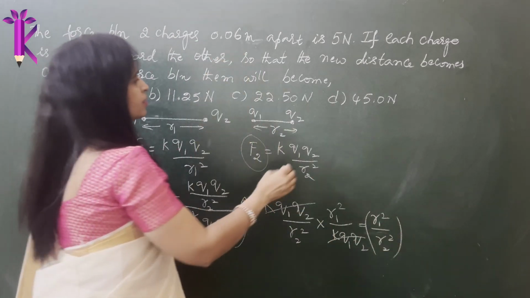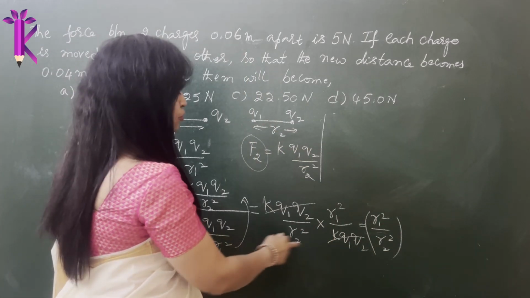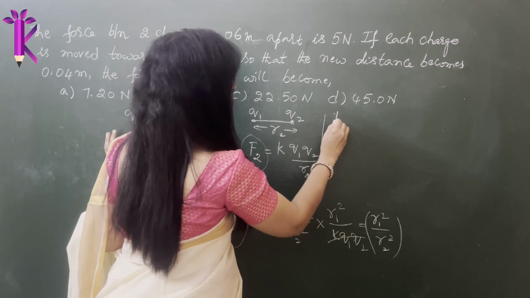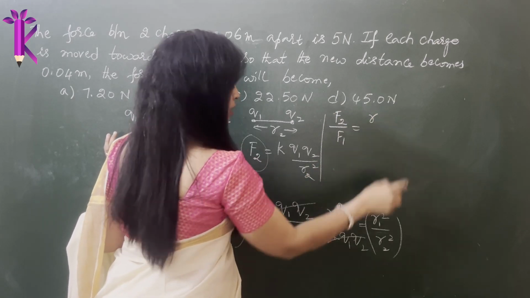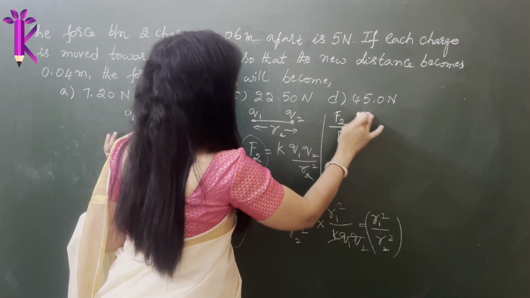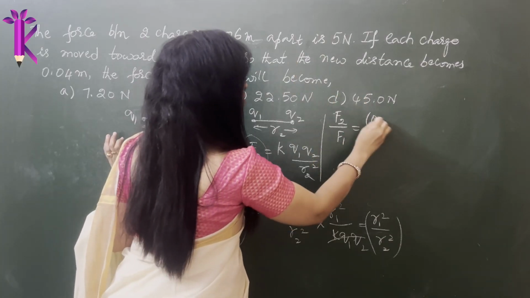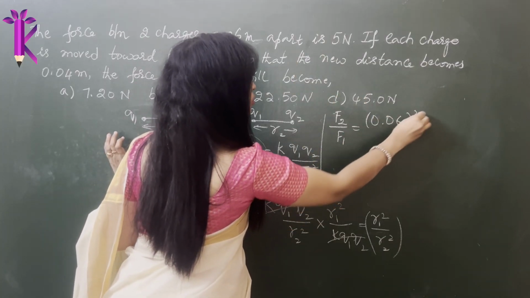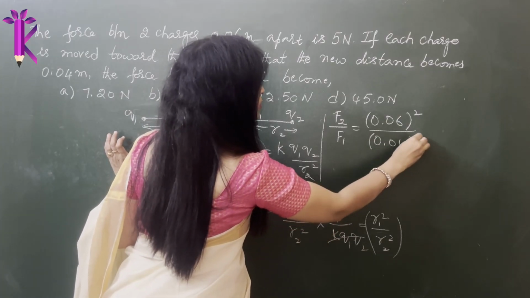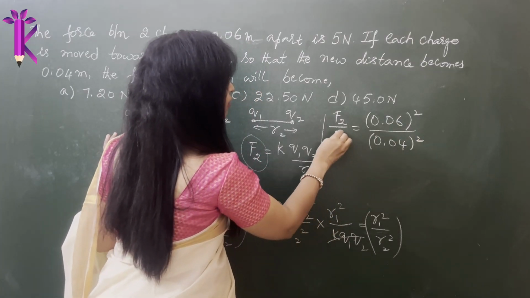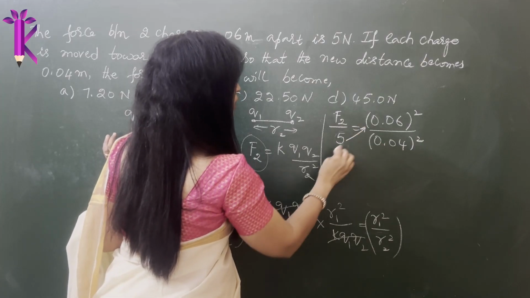Now these are given. What is R1? Well, now F2 by F1 is equal to R1 square divided by R2 square. R1 is 0.06 whole square divided by R2 square, which is 0.04 the whole square. F1 is given as 5 Newton. You can cross multiply 5 Newton here.